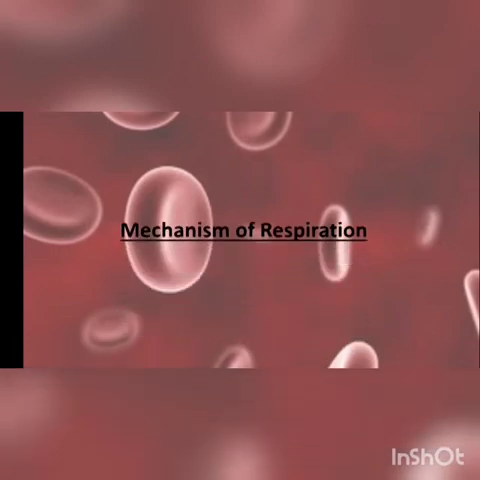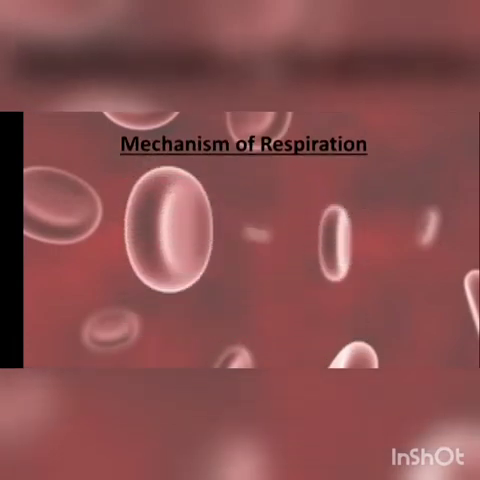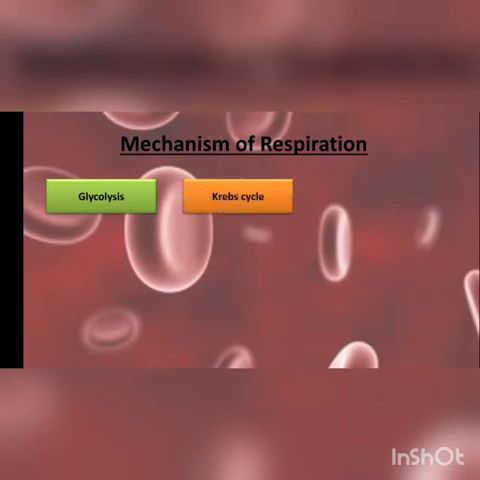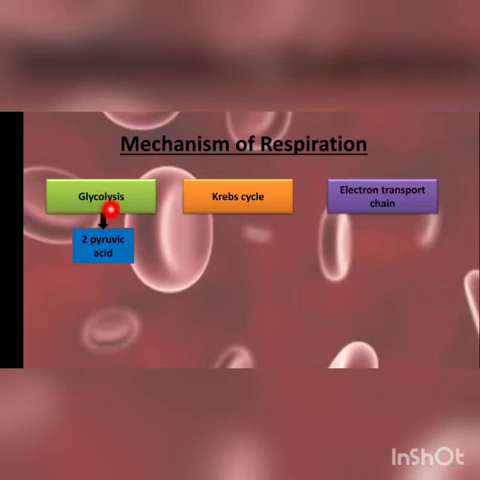Now we will learn about the mechanism of respiration. The process of respiration involves a complex series of reactions. So it is divided into three main stages. The first one is glycolysis, the second one is Krebs cycle, and the third one is electron transport chain. In glycolysis, there is a breakdown of the glucose molecule into pyruvic acid molecules. Means in glycolysis, glyco from glucose and lysis means breakdown, glucose is converted into pyruvic acid along with two energy molecules, that is ATP, adenosine triphosphate, and NADH.